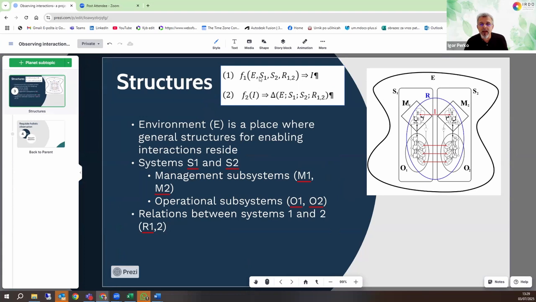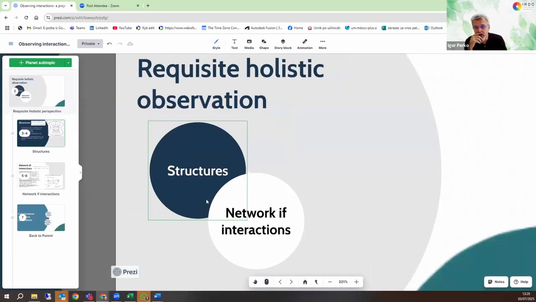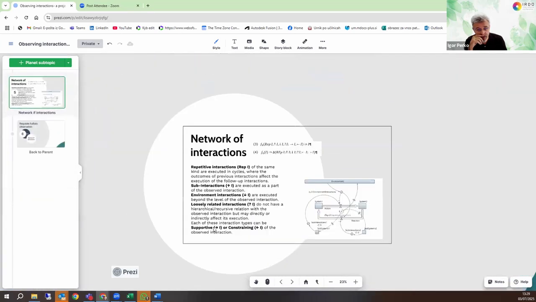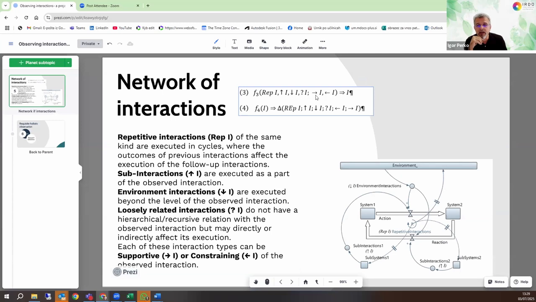We have examined that, and part of system 1 and part of system 2 and part of relation. Only the first one. The second one we did not examine at all. So basically we did not examine how the interaction affects the environment, the system 1, the system 2, and the relationship between them. Okay? Well, what else did we not observe? We did not observe the network of interactions. We have observed some of those interactions, and we did not observe how an interaction will affect future interactions which may occur. Okay? So, for this time, this observation is incomplete.